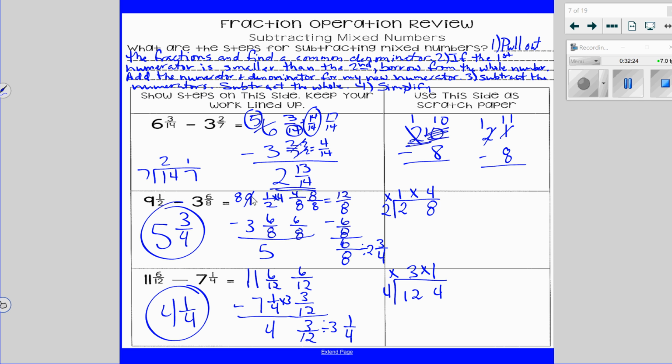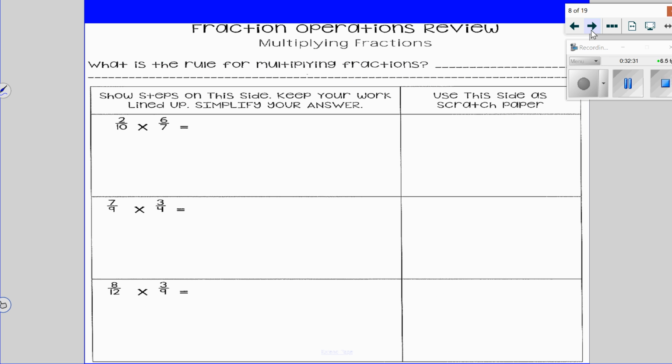All right, let's move on to multiplying. This is probably the easiest form of fractions we will do. What is our rule when we are multiplying fractions? What do we do first? Do I need a common denominator when I'm multiplying fractions? No. So what do we do first? We multiply numerator times numerator.